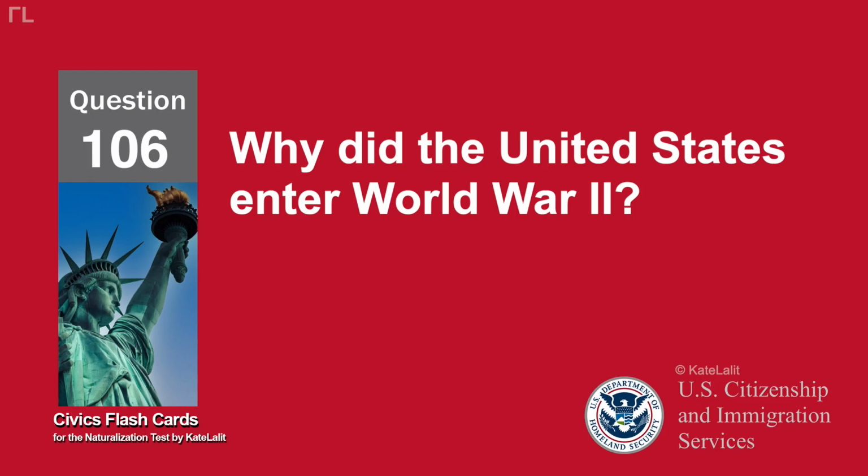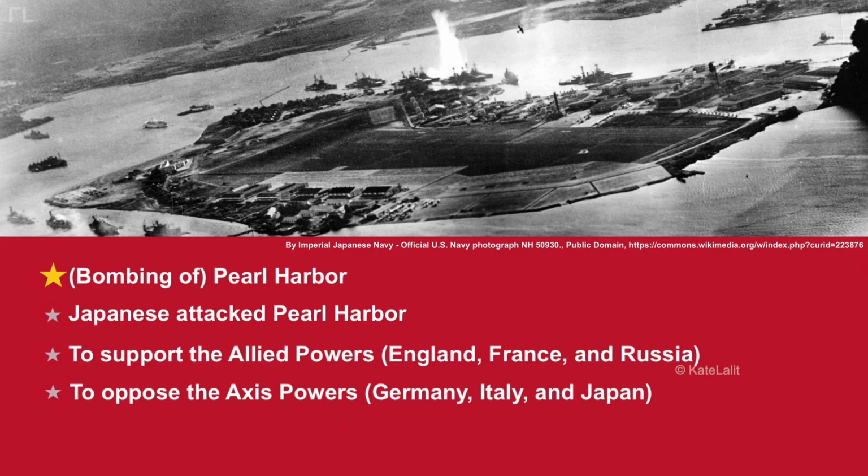Why did the United States enter World War II? Bombing of Pearl Harbor. Japanese attacked Pearl Harbor. To support the Allied powers, England, France, and Russia. To oppose the Axis powers, Germany, Italy, and Japan.